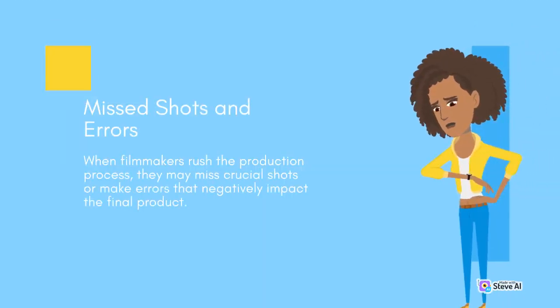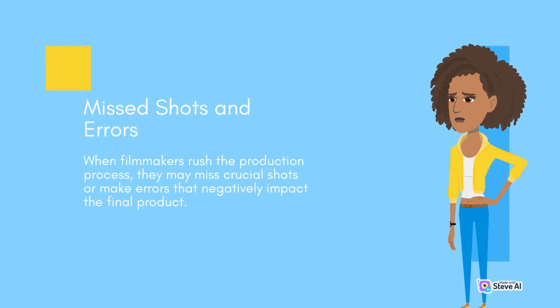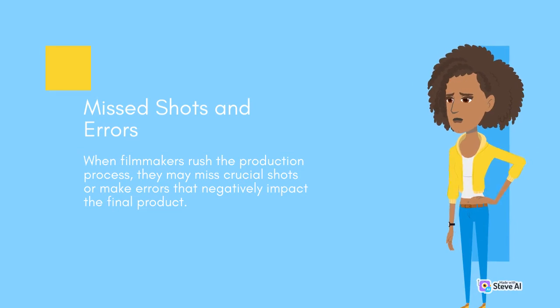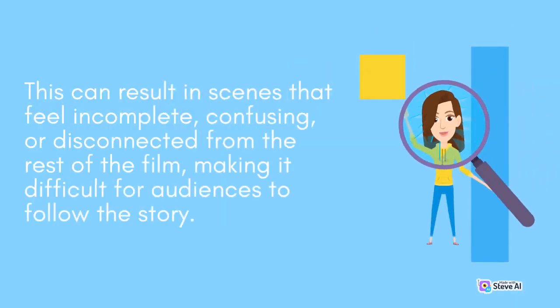Missed shots and errors. When filmmakers rush the production process, they may miss crucial shots or make errors that negatively impact the final product. This can result in scenes that feel incomplete, confusing, or disconnected from the rest of the film, making it difficult for audiences to follow the story.